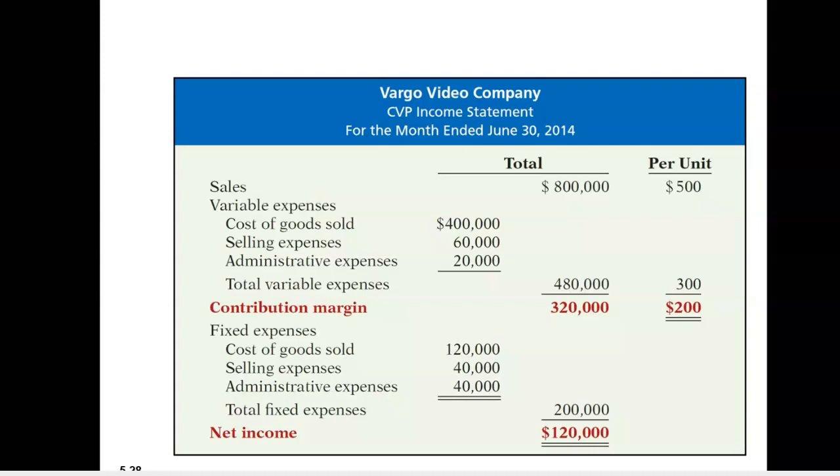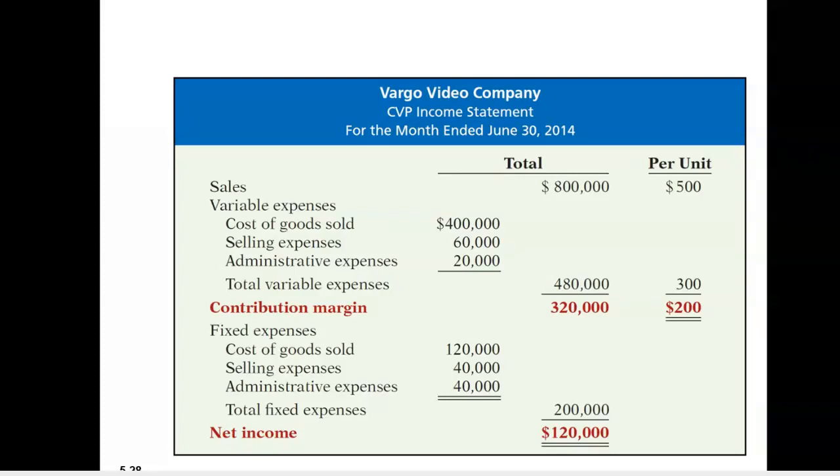Now, this is only for management purposes. This is not for people outside the business. This is not gross margin or profit margin. This is contribution margin. Contribution to what? Contribution to fixed costs. So I have a total contribution margin of 320. I have fixed costs of 200. So when I cover the fixed costs, I have 120,000 left. That is my profit.